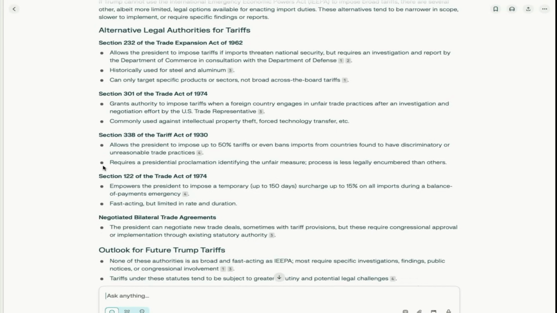Section 122 empowers the president to impose a temporary surcharge up to 15% on all imports during a balance of payments emergency. Don't know so much that there is a balance of payments emergency, but it's an emergency if something suddenly shows up. But if something has been going on for 45 years, you can't say it's an emergency.